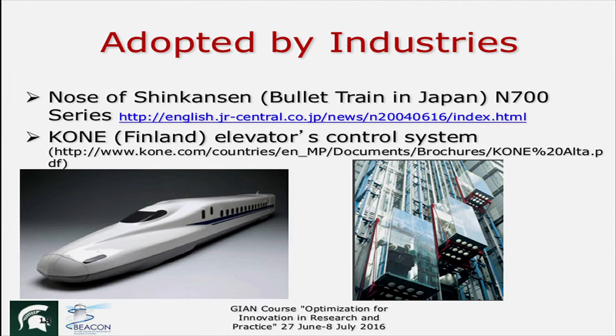So these are the success stories that I would like to say. This is not the only one. Then there is Kone's elevator. So if you go to a very high-rise building, Kone is, by the way, the second highest elevator producer. It's a Finnish company.